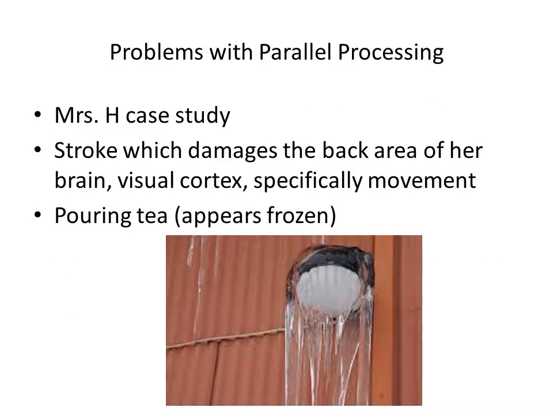Okay. Mrs. H's case was the case study that was in your book. She had a stroke which damaged the back area of her brain, some parts of the visual cortex, specifically the area that controlled movement. So the feature detection cells that controlled movement, she lost that ability because of the stroke. So when they were pouring tea, which you understand would look like a fluid and would be moving, she didn't understand that the tea was pouring into the cup. To her, it looked like the tea was constantly frozen. Because she didn't have that ability to understand movement, items would look as if they were frozen.